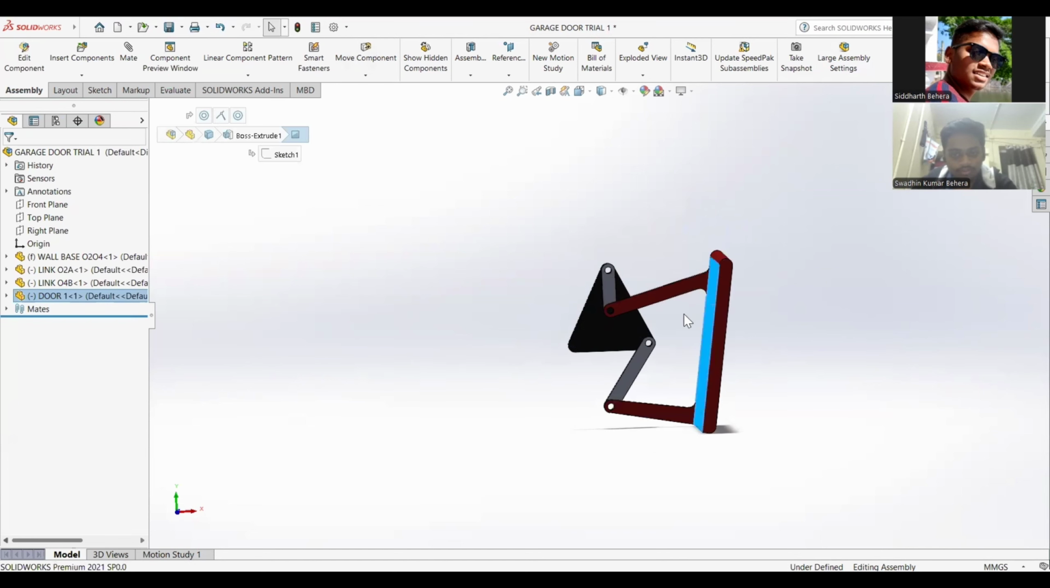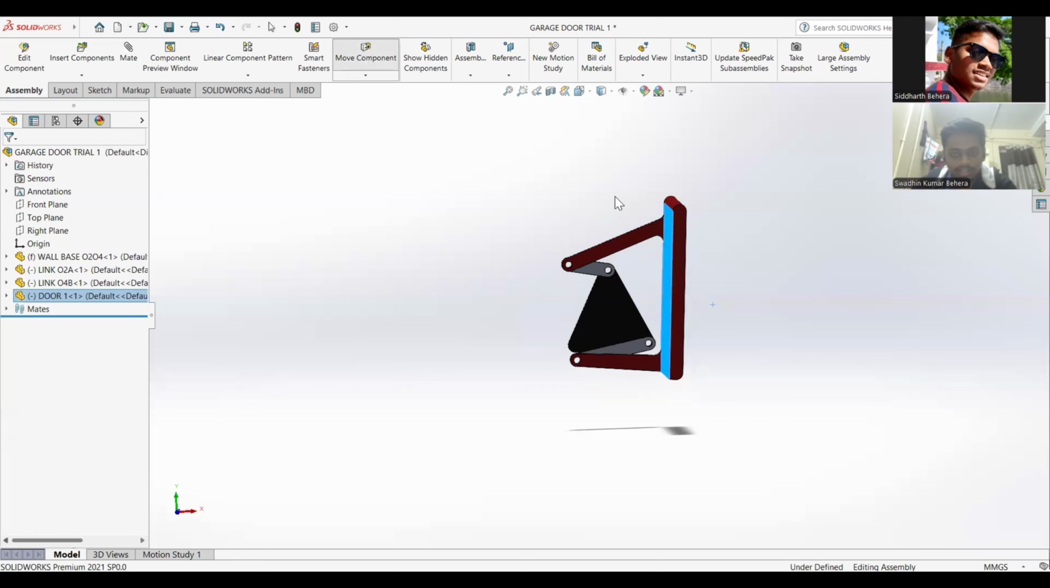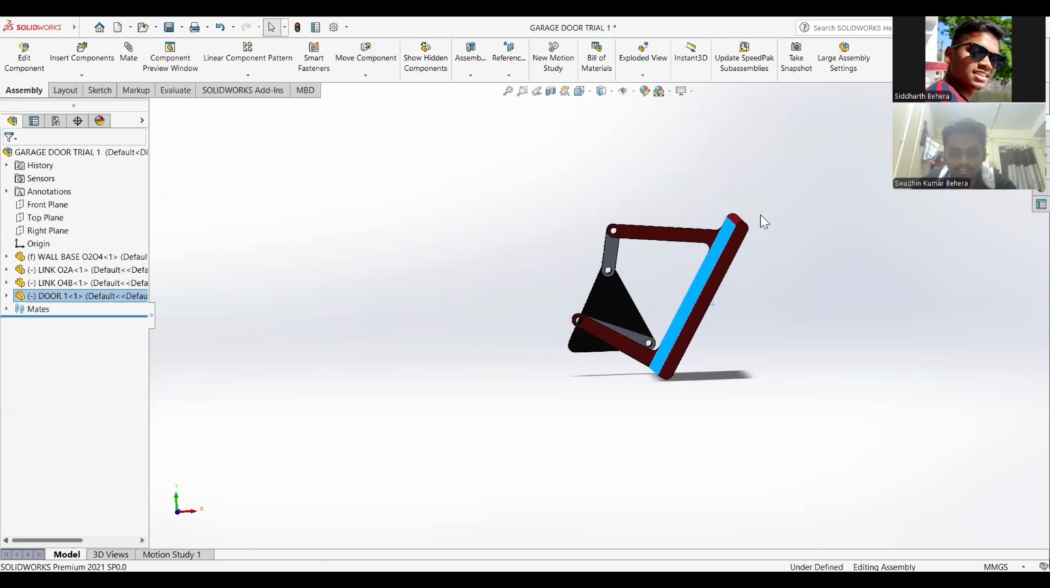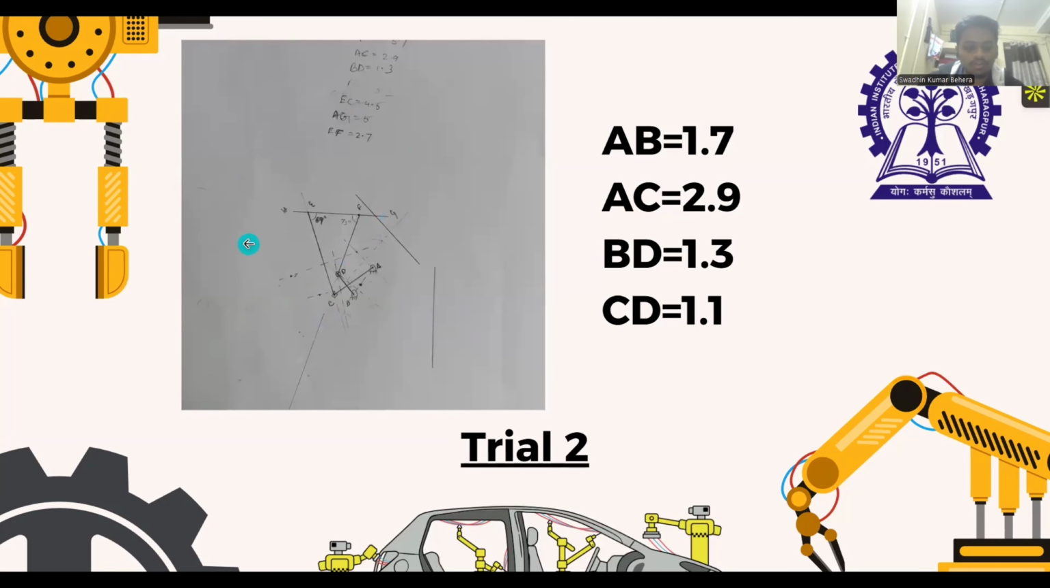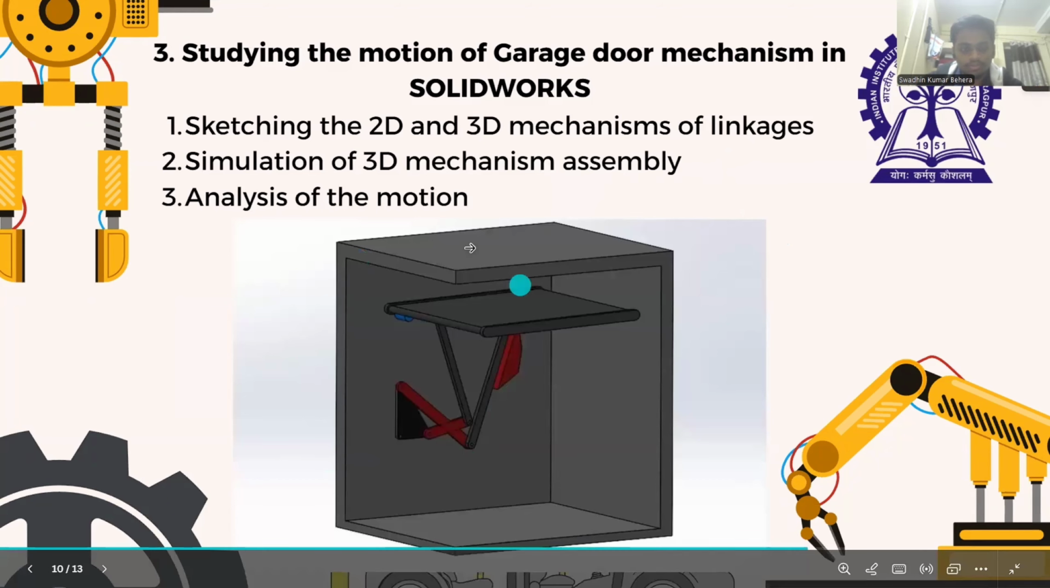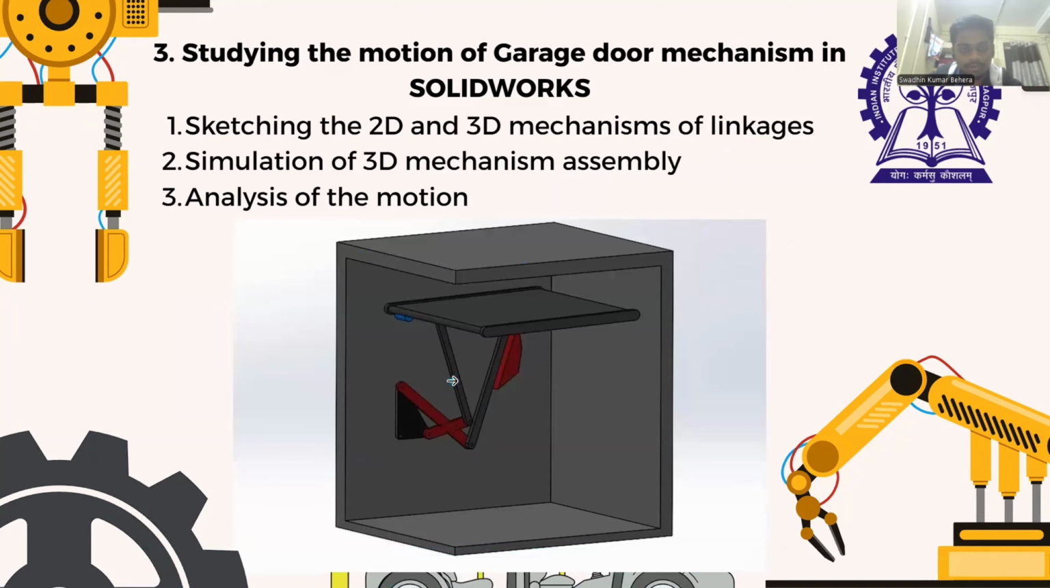So we did another synthesis and we got the right results in the second trial. Let's go and see what we did in our second synthesis. This is our trial 2. We did our synthesis using the same procedure and got the desired synthesis and motion of links. And we got the measurements that we used to make the CAD model. From here, Swadhin will be explaining the CAD model and its motion.